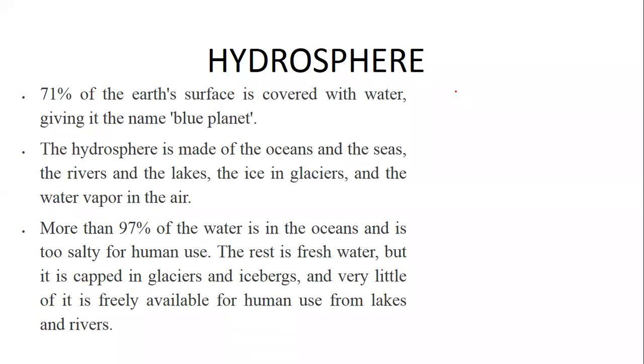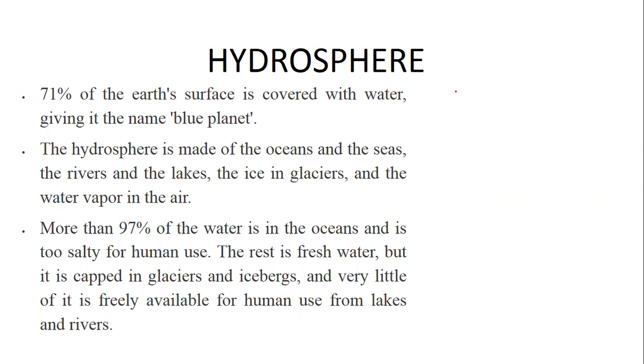Hydrosphere. 71% of the Earth's surface is covered with water, giving it the name blue planet. The hydrosphere is made of the oceans and the seas, the rivers and the lakes, the ice and glaciers, and the water vapor in the air.